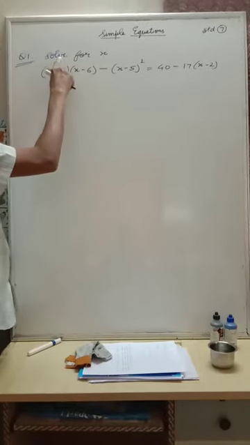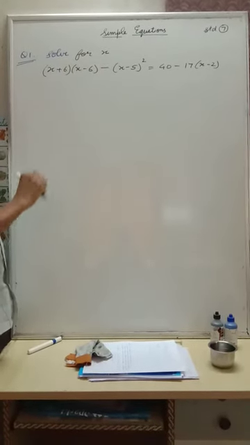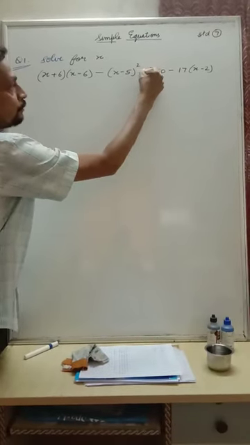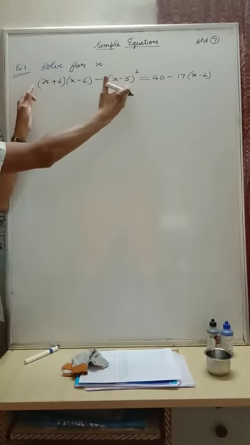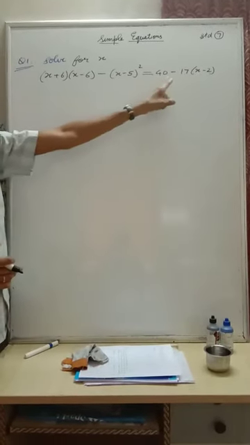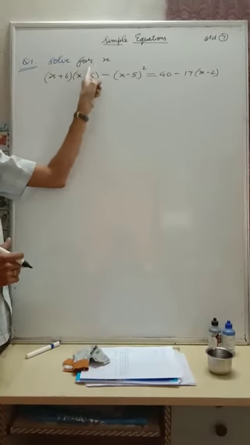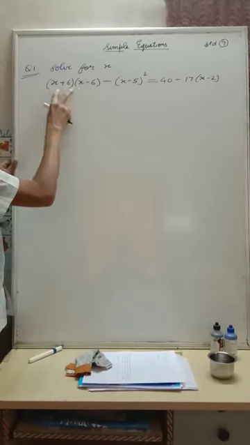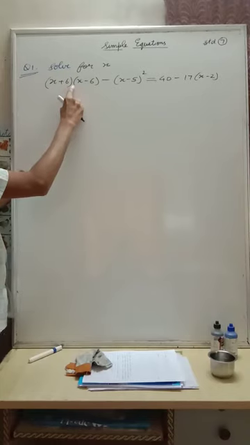Question number 1, solve for x. This is an equation given to you. Here we have an equal to sign. This is my left hand side and this is the right hand side. You have to solve this and get the value of x, that is, solve for x. So how to solve this? Here we have two brackets, and there is multiplication between them.